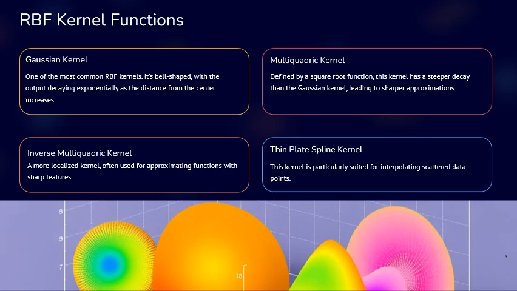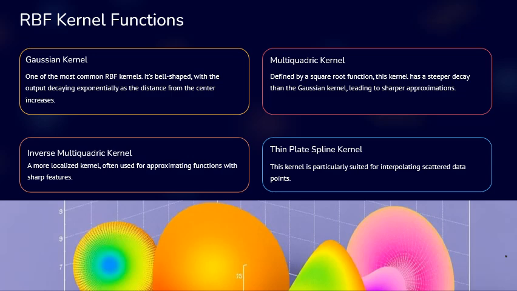RBF kernel functions. First function is the Gaussian kernel, one of the most common RBF kernels, and it is bell-shaped, with the output decaying exponentially as the distance from the center increases. Second function is the multiquadric kernel, defined by a square root function. This kernel has a steeper decay than the Gaussian kernel, leading to sharper approximations.